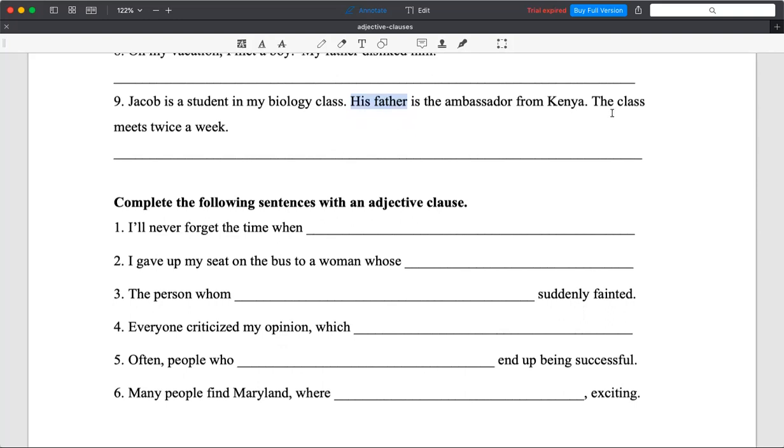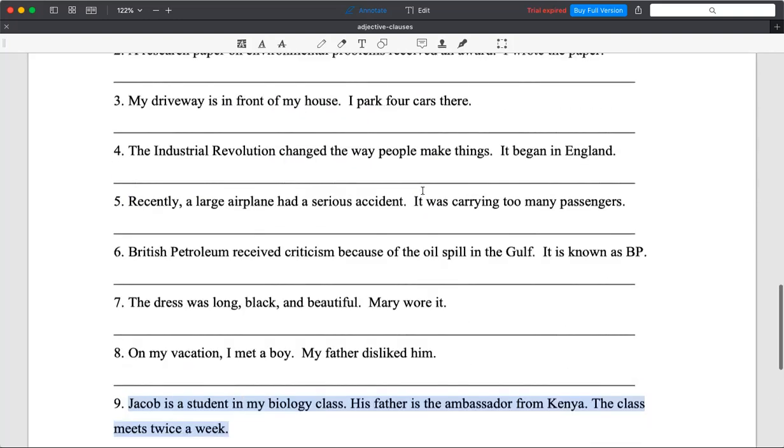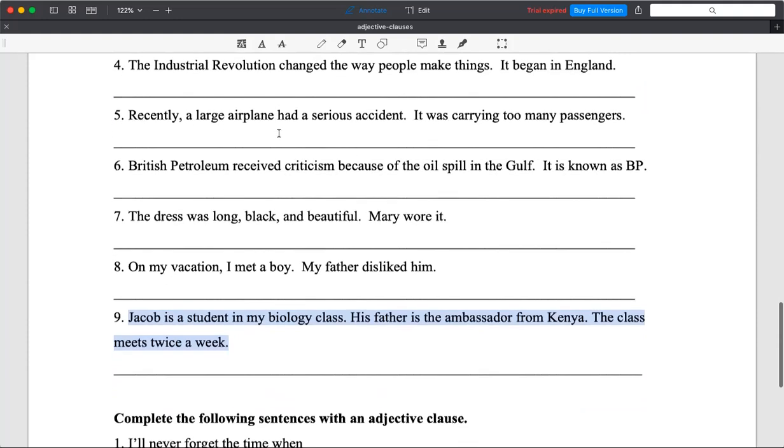Where or when? Because it said twice a week, that is a time, right? When the class meets twice a week. So once again, Jacob is a student in my biology class, whose father is an ambassador from Kenya. When the class meets twice a week. Recently, a large airplane, which was carrying too many passengers.